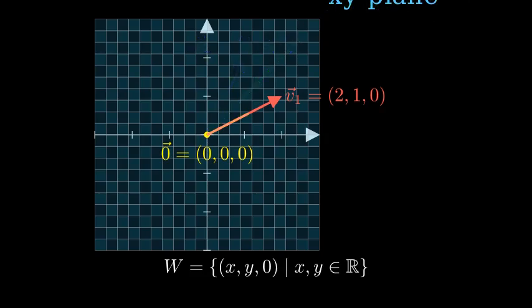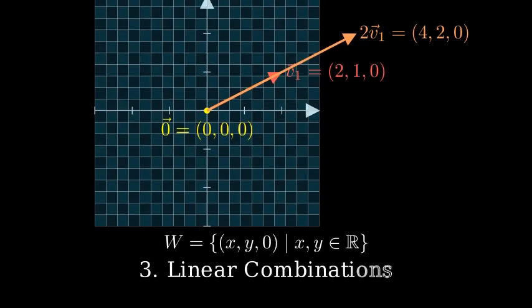And third, if we multiply any vector in the xy plane by a scalar, like c times (x, y, 0), we get (cx, cy, 0), which is still in the xy plane. So the xy plane is indeed a subspace of R cubed. Next, let's discuss linear combinations.